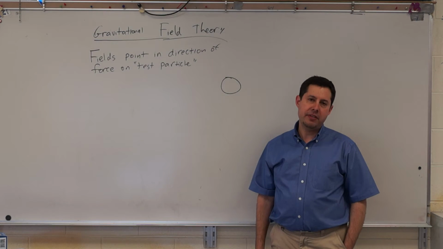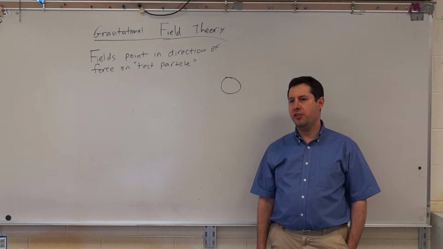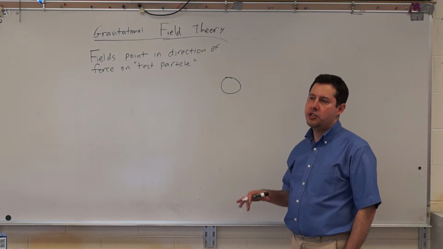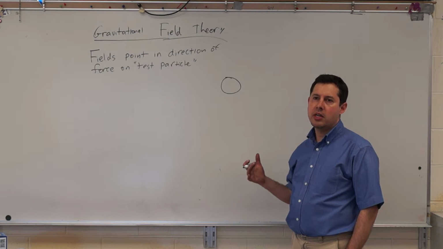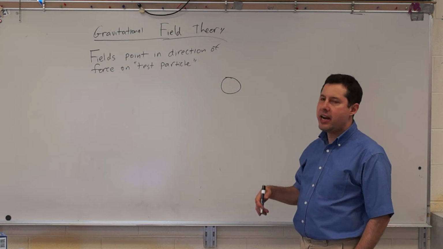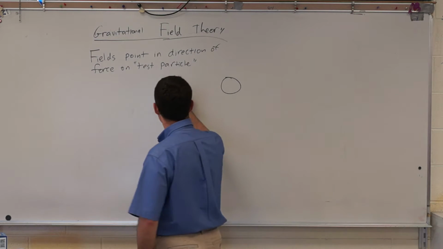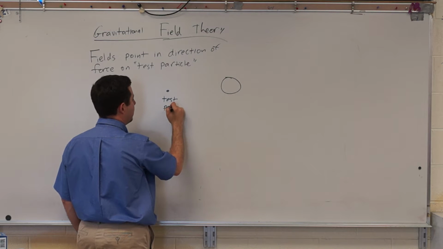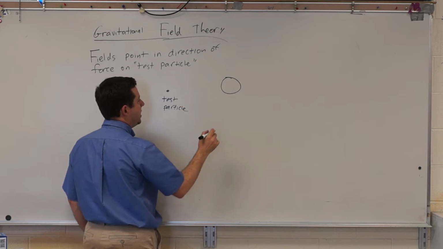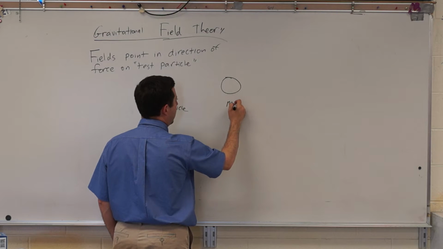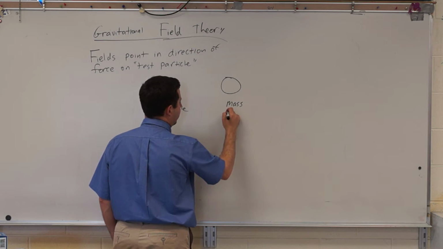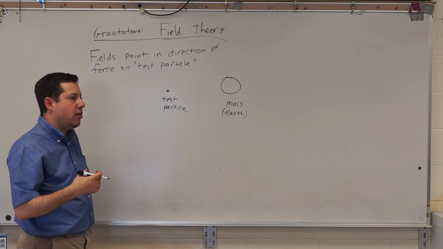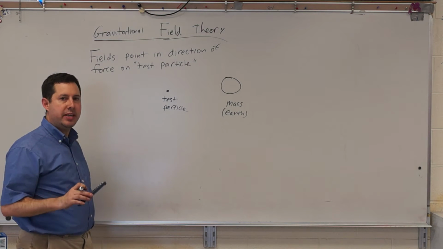Okay, I want to talk about gravitational fields, but a little bit about field theory in general. So fields are used to describe, in essence, the direction of a force on a test particle, but they kind of completely ignore the mass or the charge of the test particle. So this might be your test particle, and this might be your mass. Let's call this the Earth, for example. Your test particle could be anything, anything at all. I could pick up a calculator, this is my test particle.